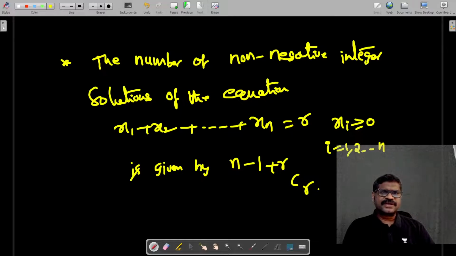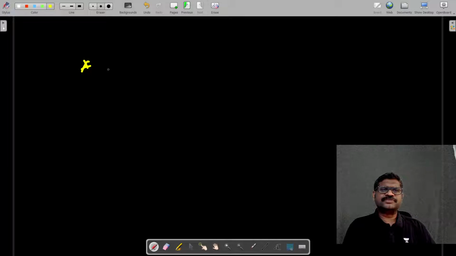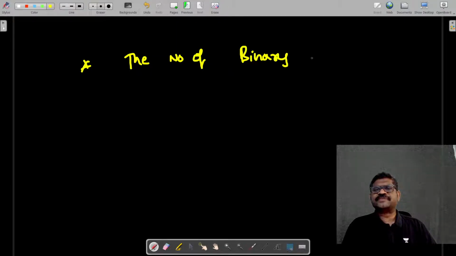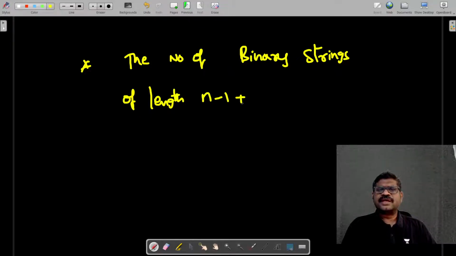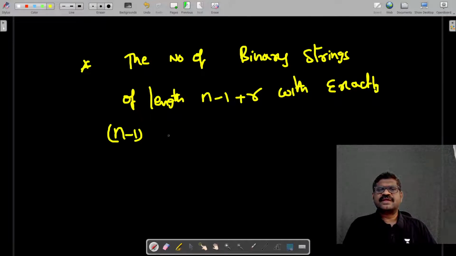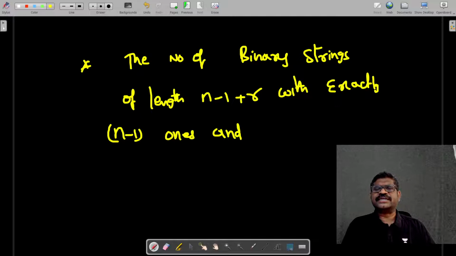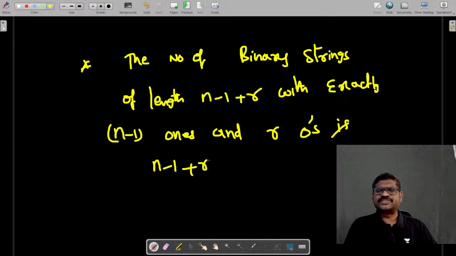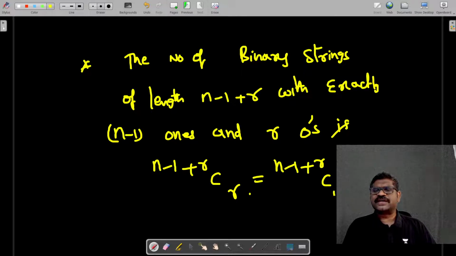Same problem, observe the number of binary strings of length n minus 1 plus r with exactly n minus 1 ones and r zeros is n minus 1 plus r C r, which is also equal to n minus 1 plus r C n minus 1.